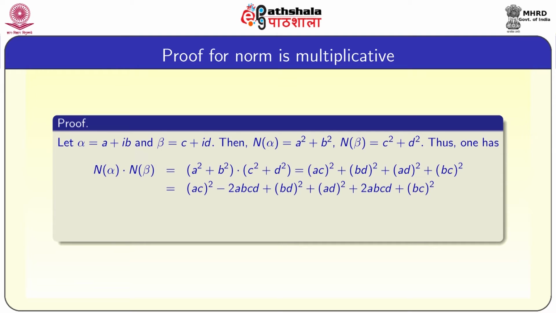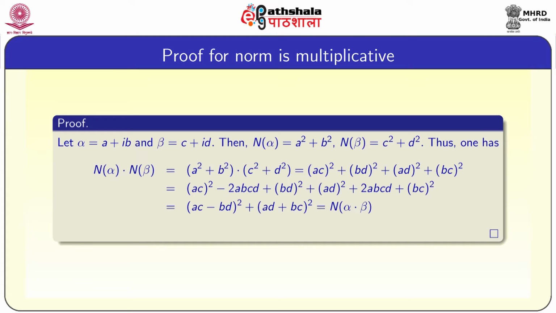By arranging in such a way that ac square minus 2abcd plus bd square, plus ad square plus 2abcd plus bc square, we can see that the first 3 terms come out to be (ac minus bd) whole square, and the last 3 terms turn out to be (ad plus bc) whole square. We know that (a plus ib) into (c minus id) equals (ac minus bd) plus i into (ad plus bc). So, it is exactly the norm of alpha times beta.